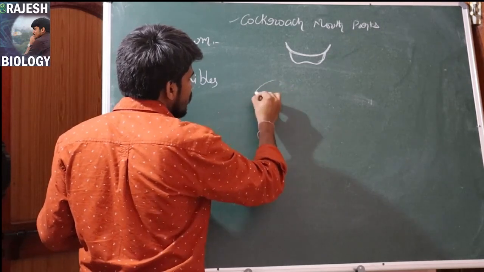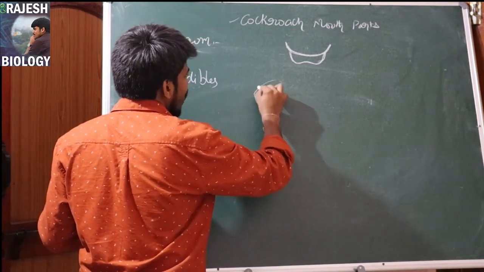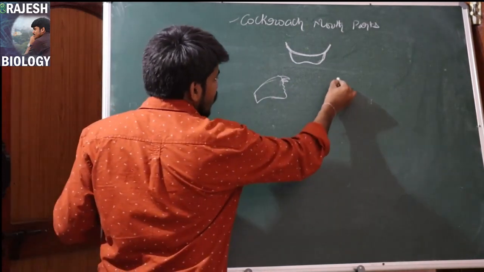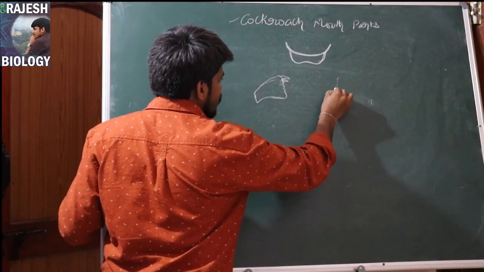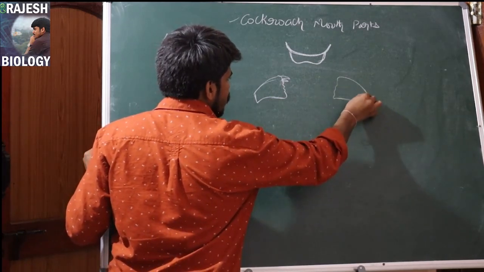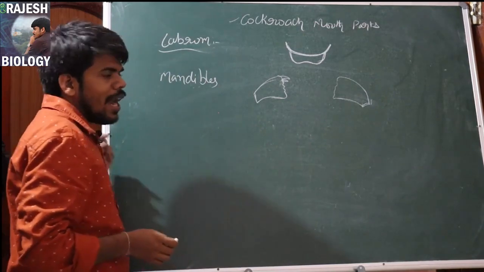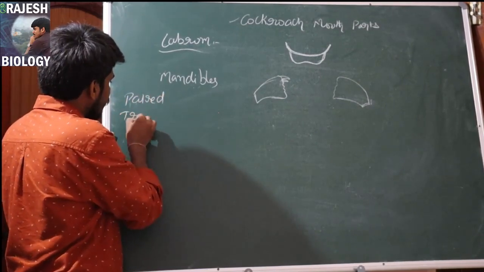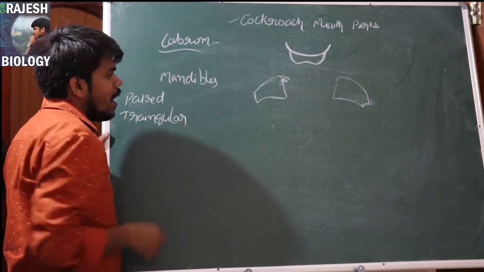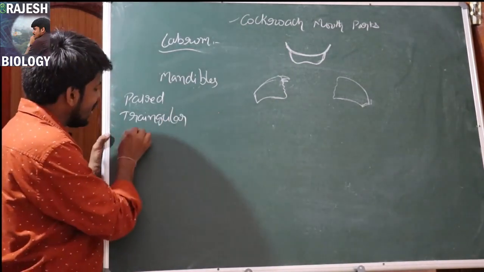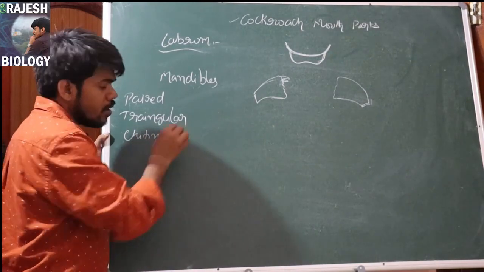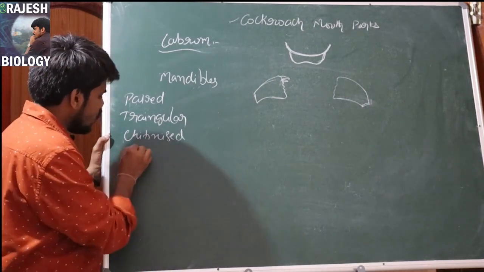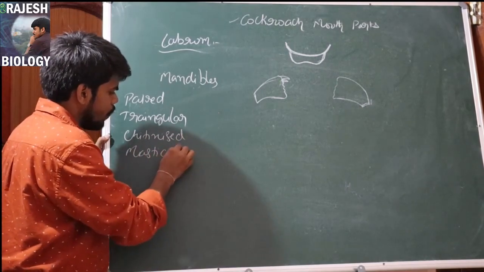Mandibles are triangular shaped structures like this. And they are paired structures. A pair of mandibles are present, and they are triangular in shape, and they are made of chitin. So, chitinized. Because they are made of chitin, that means they are very strong and they help in mastication. They help in what? Mastication of the food.